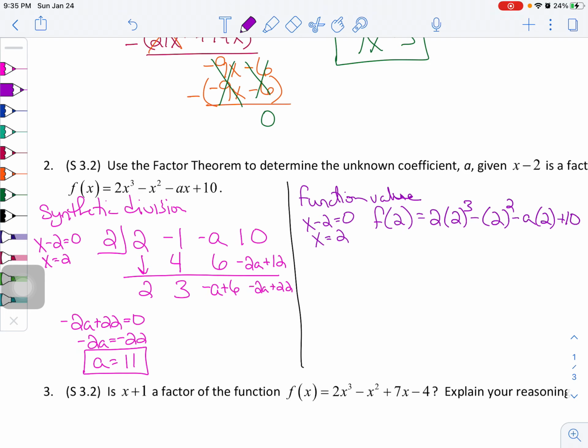And as I said in the synthetic division problem, our remainder is supposed to be 0. Well, in the function value, the remainder is equal to the function value. So if this is supposed to be 0, we can say 0 is equal to, and then figure out some of these pieces. 2 cubed is 8. 8 times 2 is 16. Minus 2 squared is 4, so minus 4.